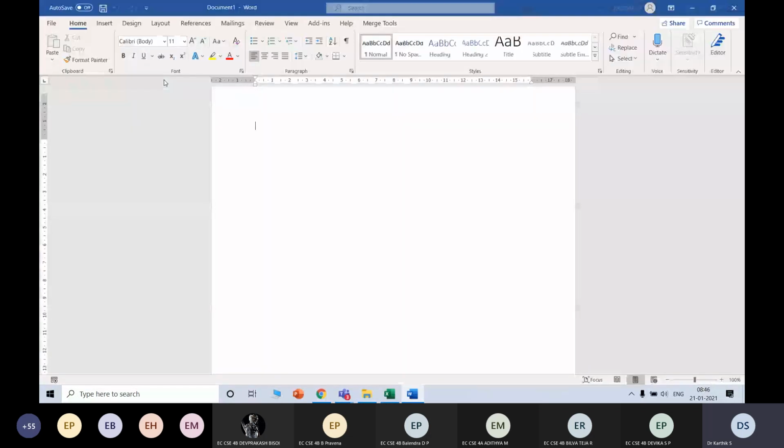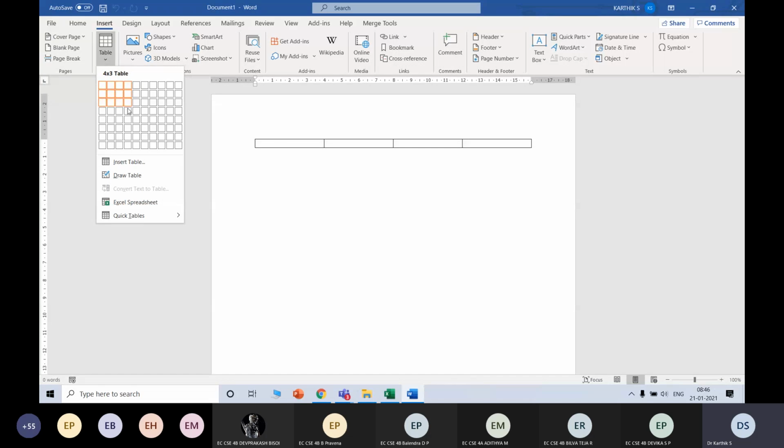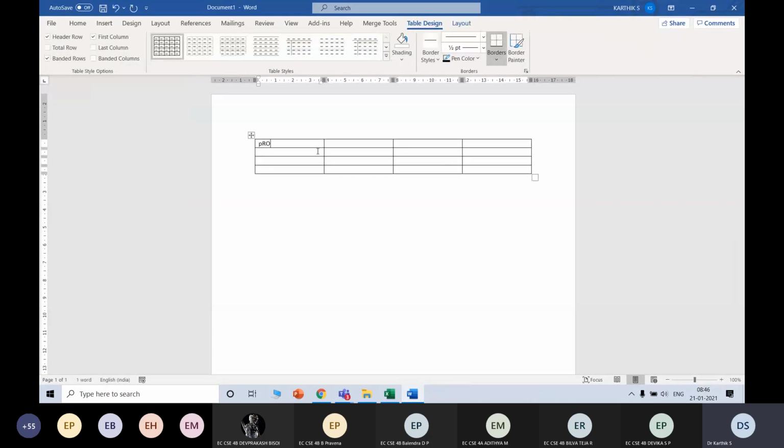So let us consider this one. We have some processes and their arrival time and their burst time. Everything is specified in milliseconds. So let us try to do this.